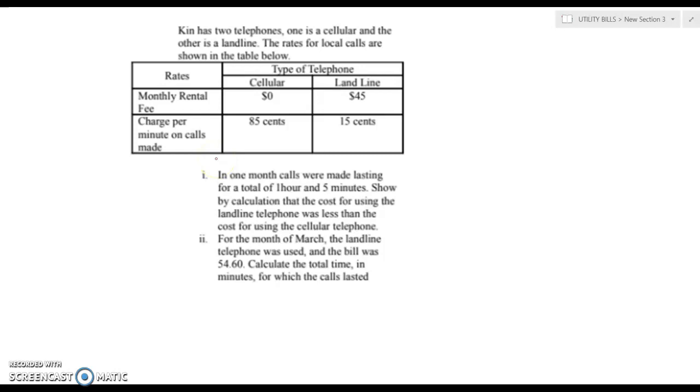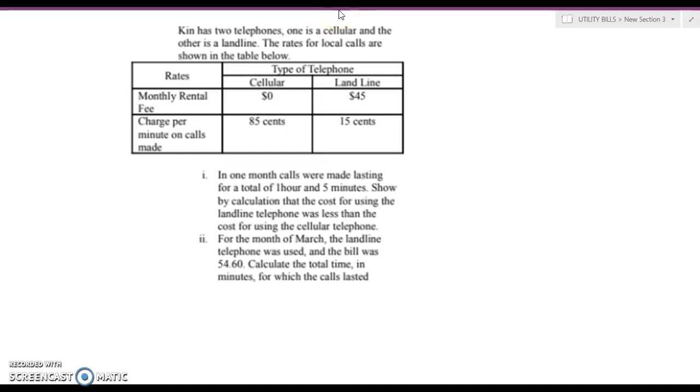So now we will be looking at this question here. If you want to try it without seeing the answer, just pause and try it. Pause the video, try it, and then play when you're ready to find the answer. All right, so let's look at the question. It's a little bit blurry, sorry about that. Ken has two telephones. One is a cellular and one is a landline.